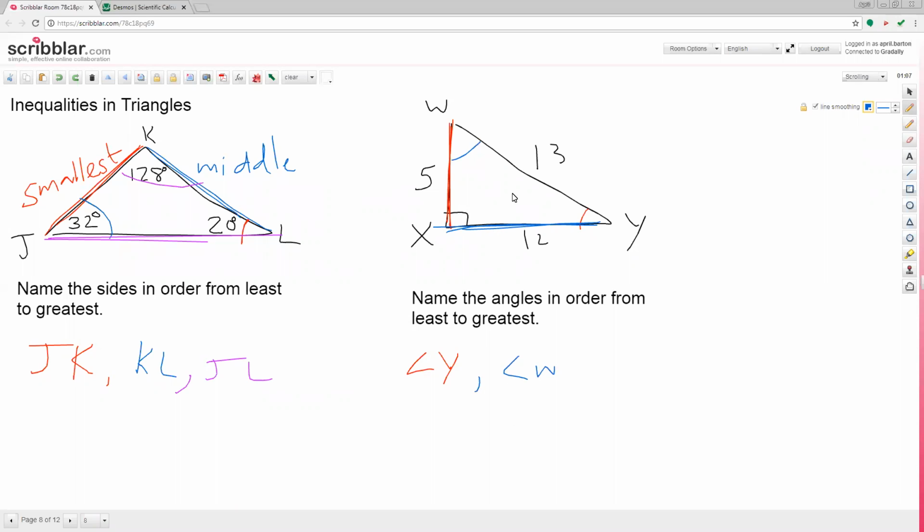So that's the middle-sized. And then the biggest is the 13. And WY is the biggest side. The only letter not used is the X. That's the angle across, so it is the biggest angle.